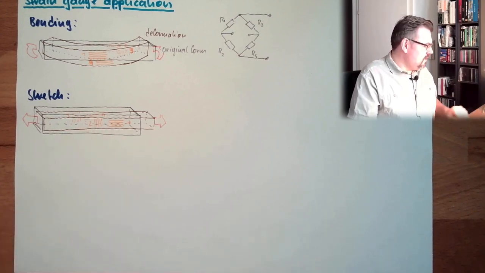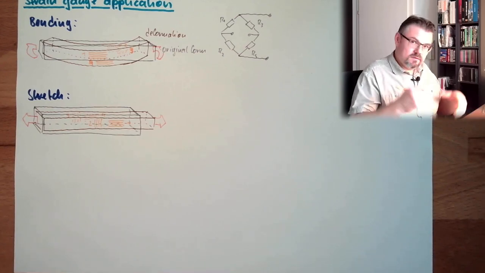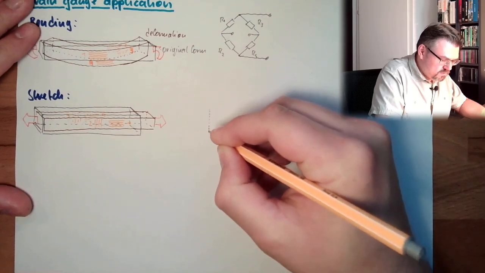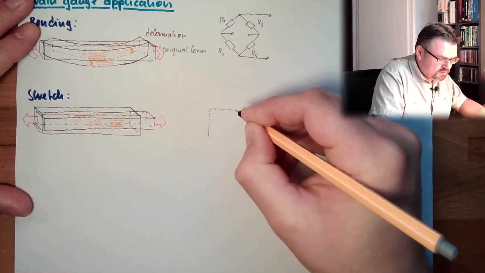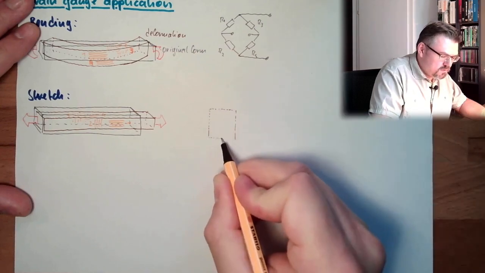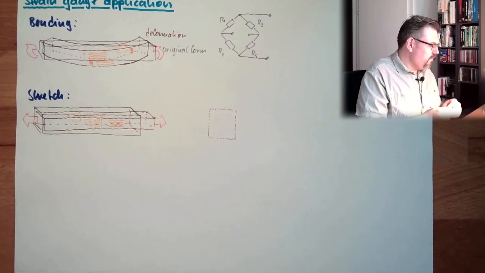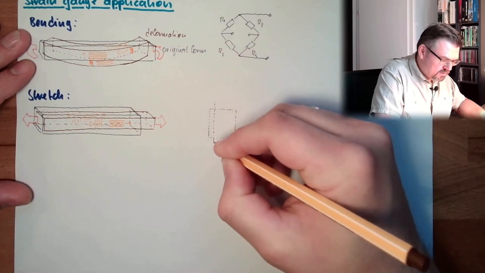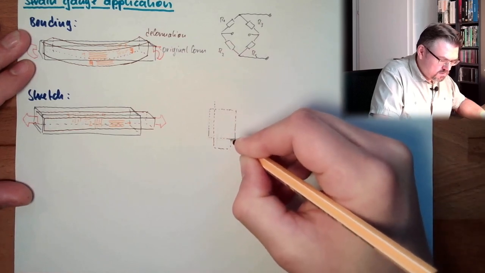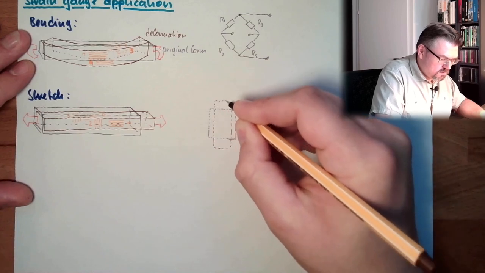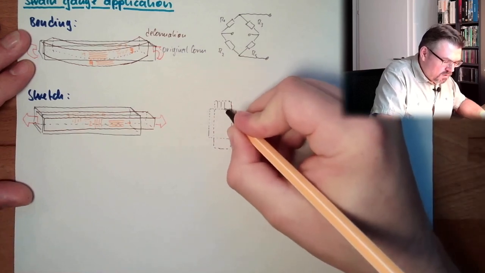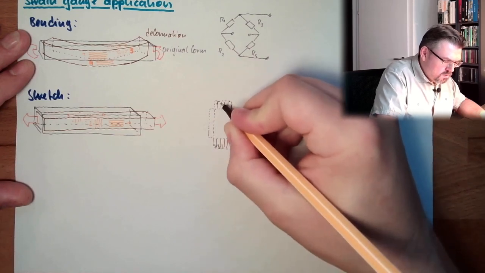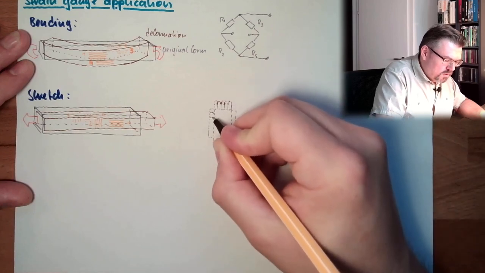And how to calculate this? Well, if we think about a plate, let's say a plate. This is the original form of some workpiece. Original form. And then I apply force here. Then it will look like this. So it will get longer, but smaller.